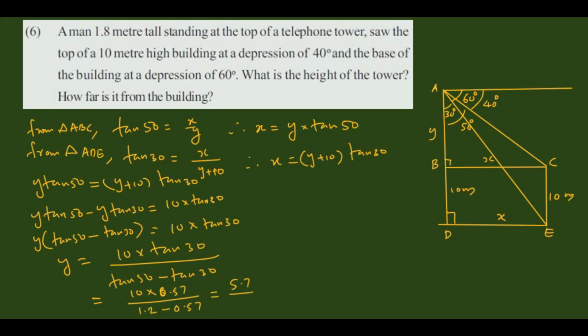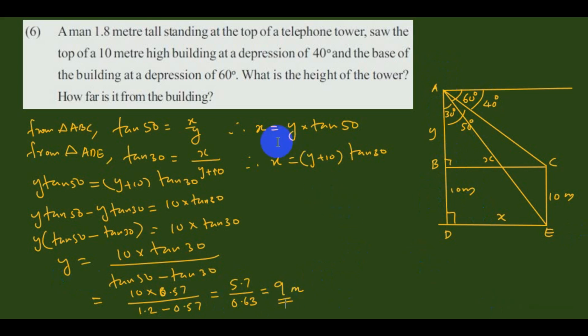On reducing, it will be 0.63 approximately. This one on division, 5.7 by 0.63. Approximately, it can be 570 by 63. 570 by 63, it will be almost equal to 9. Let us write it as approximately 9 meter. That means this much height we denote by y, that is 9.